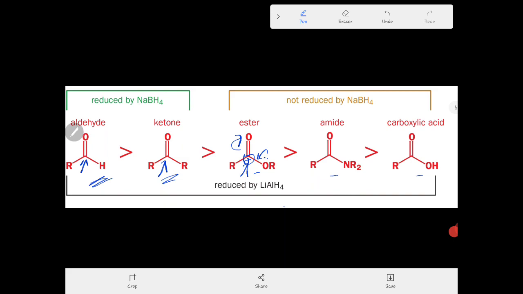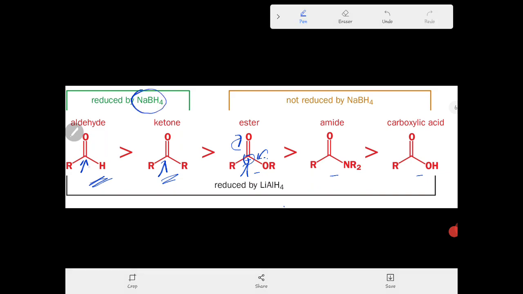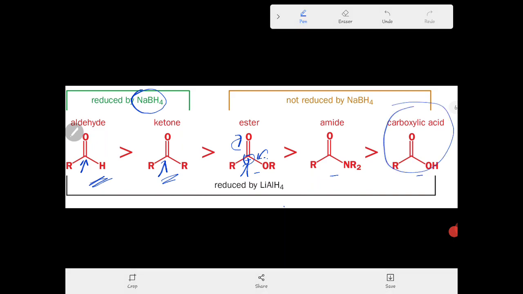And here, just to keep in mind, sodium borohydride could be used as the reducing agent for aldehydes and ketones, and it's not much preferred for the reduction of ester, amide and carboxylic acid. And sodium borohydride will not work for carboxylic acid. We'll come across that. So I hope you understood a few basics of the reduction reactions.